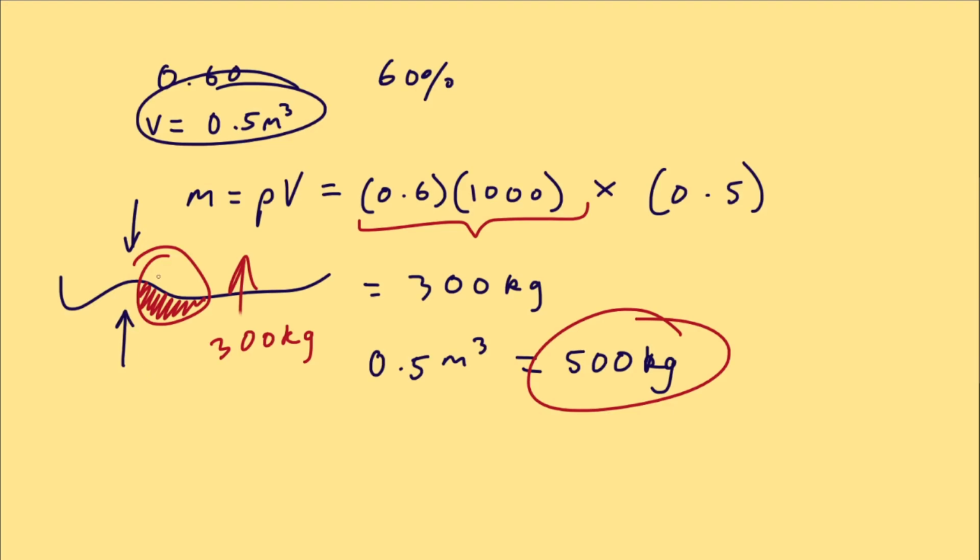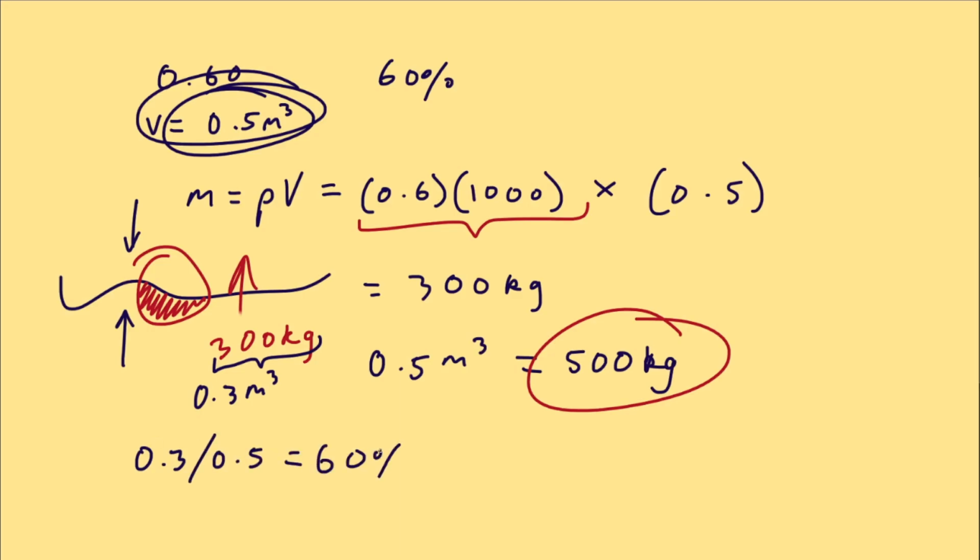It's floating perfectly. The buoyant force and gravity perfectly cancel out. 300 kilos of displaced water means that 0.3 meters cubed of water is being displaced. Since the ball is 0.5 meters cubed, and only 0.3 meters cubed has to be underwater, then that means 60% of it stays submerged for it to float.